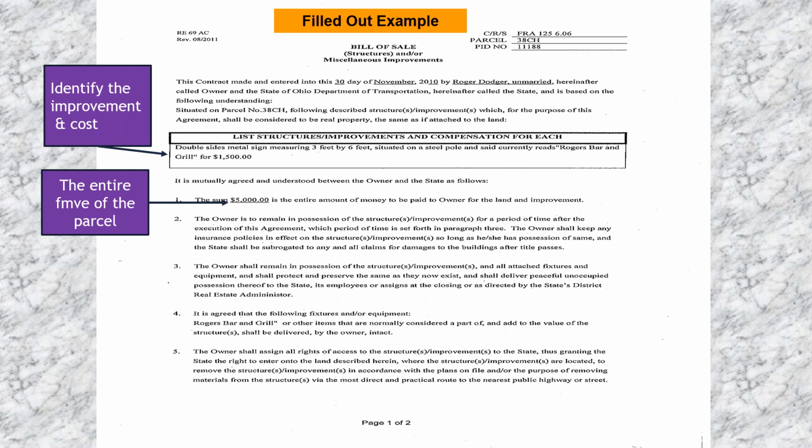All right, this is a look at a filled out example. Of course, the top is pretty simple: name, dates, parcel number. In the box is just a very brief description of the improvement and the amount of money for the improvement. And again, this is a 69AC, so this is from a fee owner. The improvement was $1,500, but you see they have $5,000 because this is for the land and the improvement of the parcel. And you'll pull all of this information from the RE22 or the value analysis, however FMVE was established.